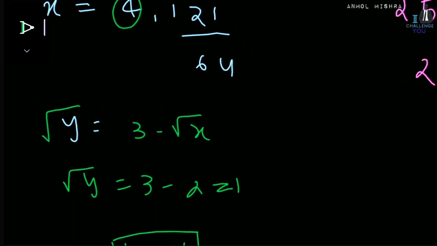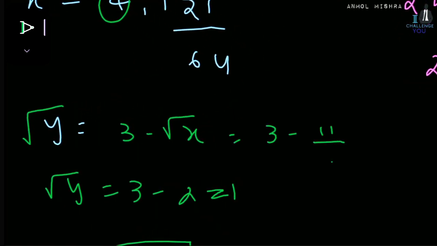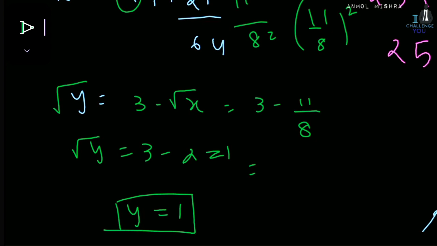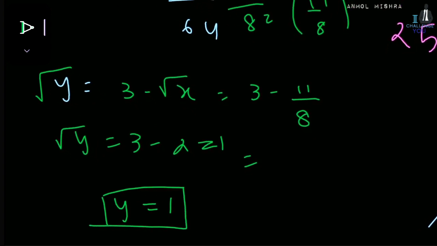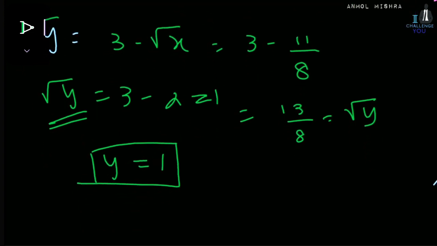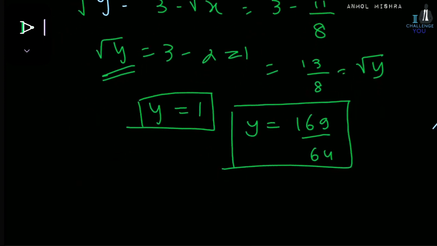Now putting 121 by 64, it becomes 3 minus 11 by 8, because 121 is 11 squared and 64 is 8 squared, so the square root of 11 upon 8 the whole square is 11 upon 8. Now 8 into 3 is 24, 24 minus 11 is 13, so it is 13 by 8, not 18. That is the value of root y. So y is 13 squared, that is 169, upon 8 squared, that is 64. Here root y was 1, so squaring both sides, y is 1, and here y is 169 by 64.